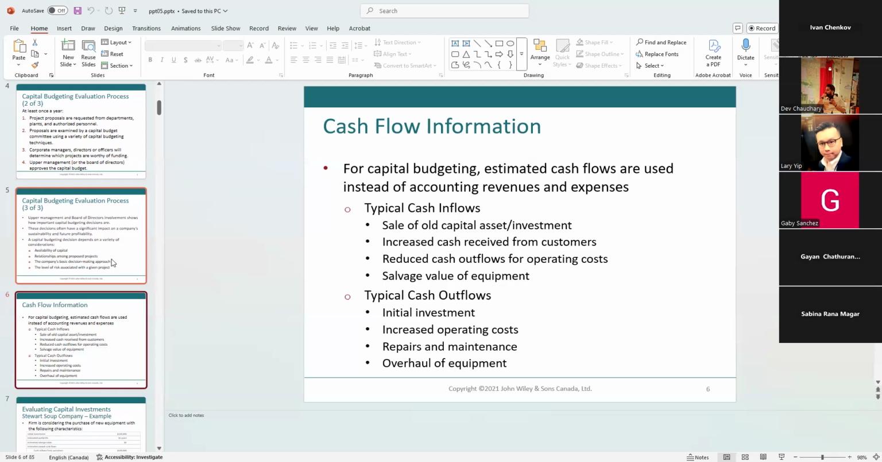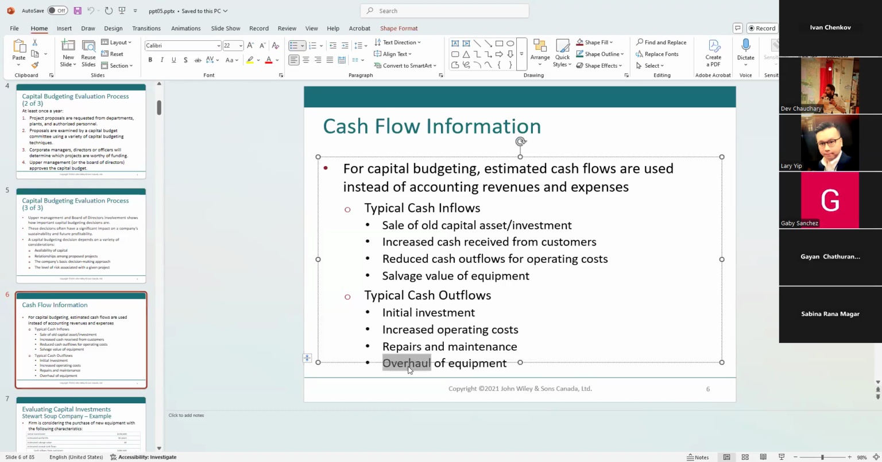Then we have to consider the outflows. We have one main outflow, which will be the purchase price of the machine or the purchase price of the investment. We have to consider the increase in operating costs if there's any. Also, we have to consider any repair and maintenance related to the new asset. And the last thing that we have to consider is the overhaul of the equipment. Overhaul simply means any renovations and anything that we have to do with the new equipment.